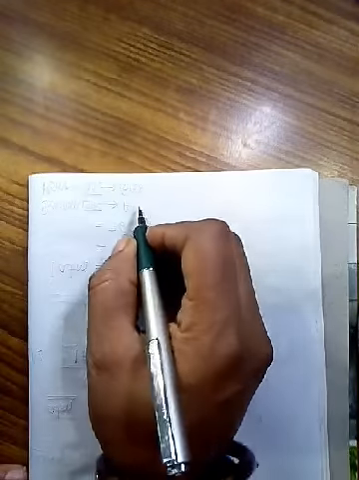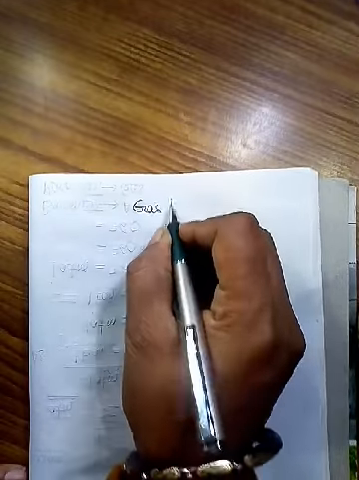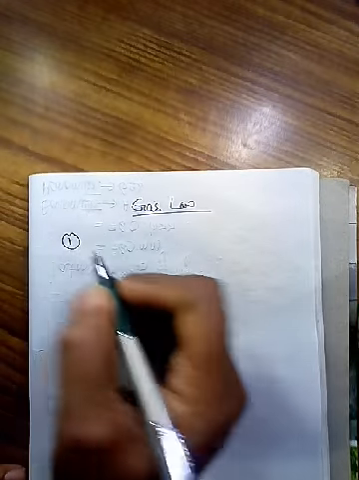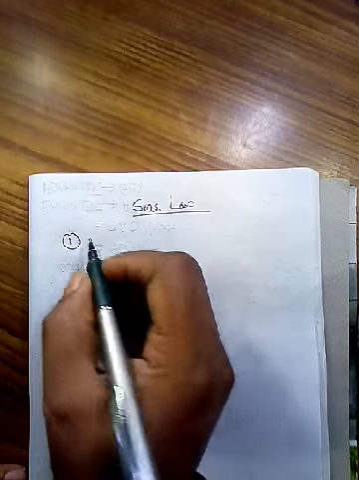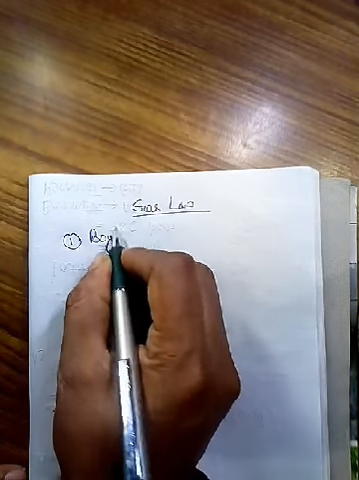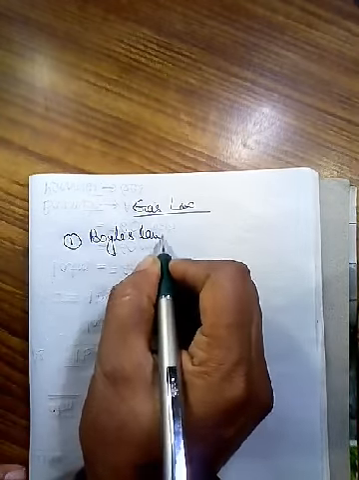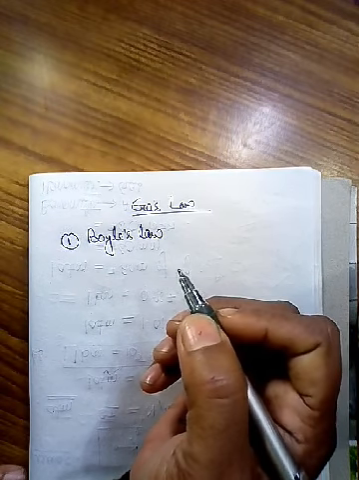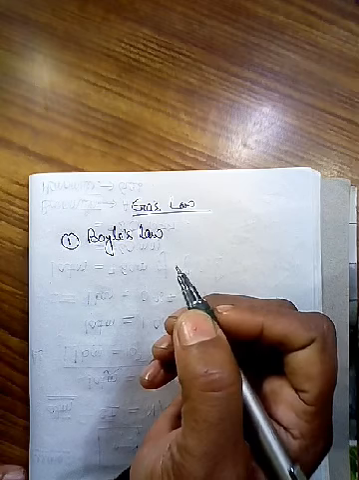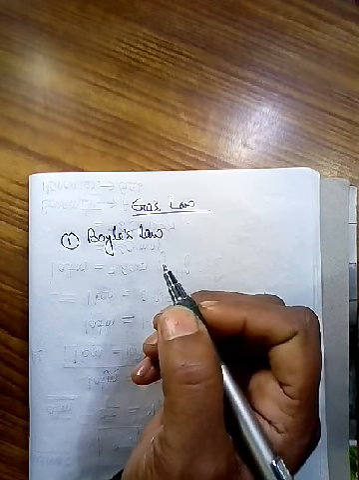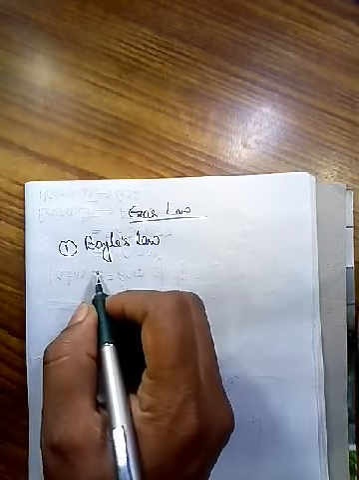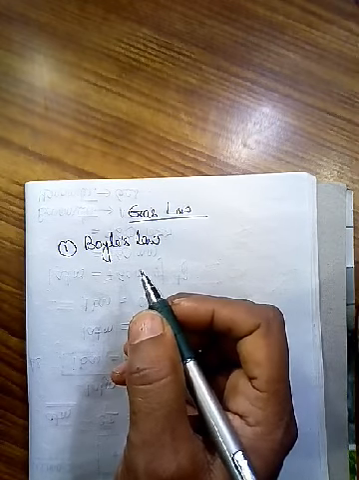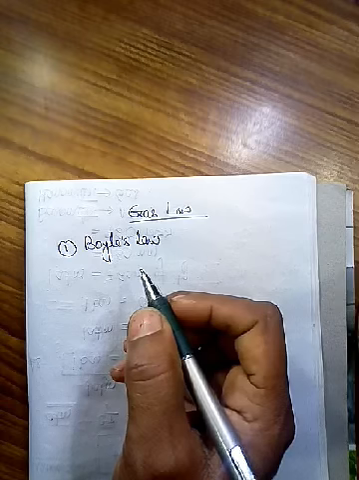In this video, we'll be discussing the various gas laws. The first law which was given is Boyle's law. It was given by Robert Boyle in 1662. He said, temperature remaining constant, the volume of given mass of a gas is inversely proportional to its pressure.